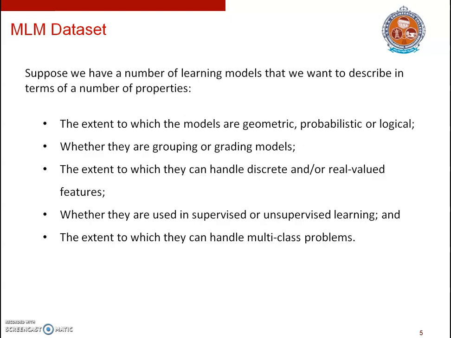MLM dataset. Suppose we have a number of machine learning models that we want to describe in terms of a number of properties. The properties we are going to take are the extent to which the machine learning model is geometric, probabilistic, and logical, whether the model is a grouping model or grading model, the extent to which the model can handle discrete data and real value data, whether the model can be used for supervised learning task or unsupervised learning task, and the extent to which the model can handle more than 2 classes.